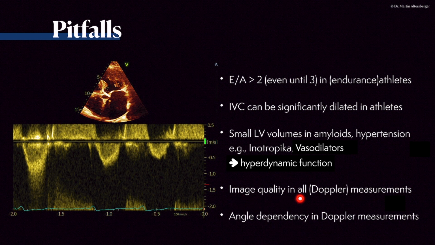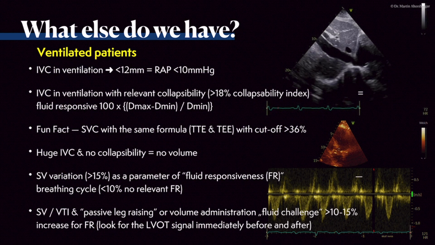The image quality is essential, of course, for all Doppler and B-mode measurements, but also the angle dependency needs to be addressed when you talk about Doppler measurements. In this case, here you see the first signal that was still in the aortic valve. Here you have the true LVOT signal, and here you have a different signal more towards inside the left ventricle. So always question yourself, is the signal I'm measuring truly the signal I want to measure?